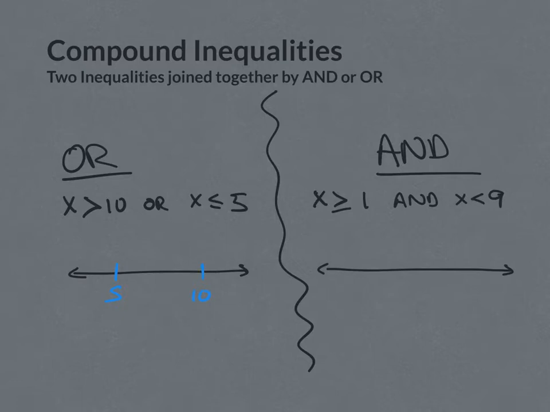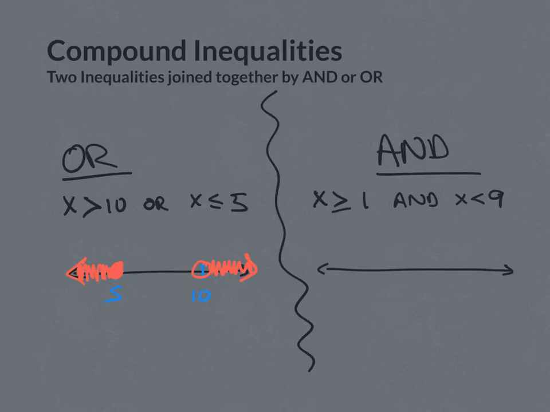It says x is greater than 10. So I'll put an open circle at 10, and I'll shade to the right because I want numbers that are bigger than 10. X is greater than 10. And then for the 5 part, x is less than or equal to 5. I'll do a filled in circle because it's "or equal to", and then I want numbers less than 5, so I shade to the left. So that's an example of one type of OR graph.